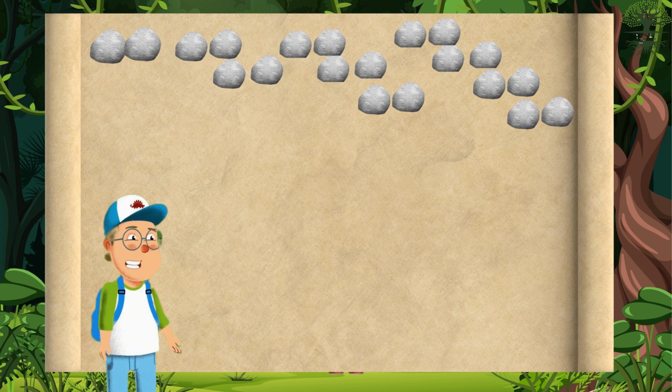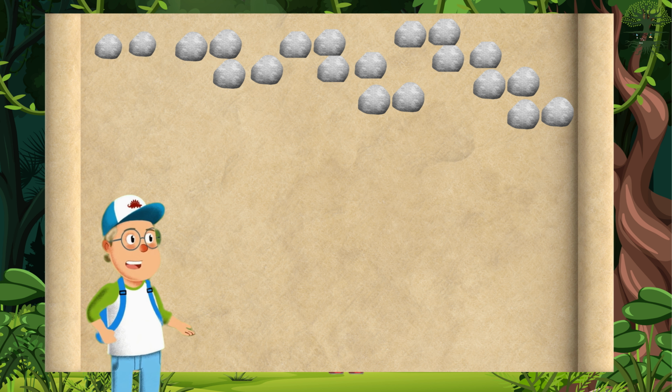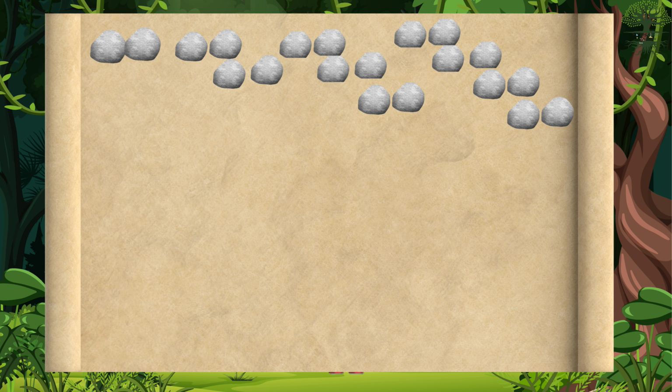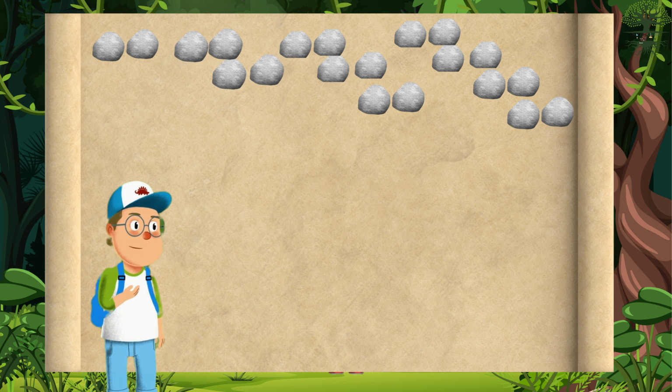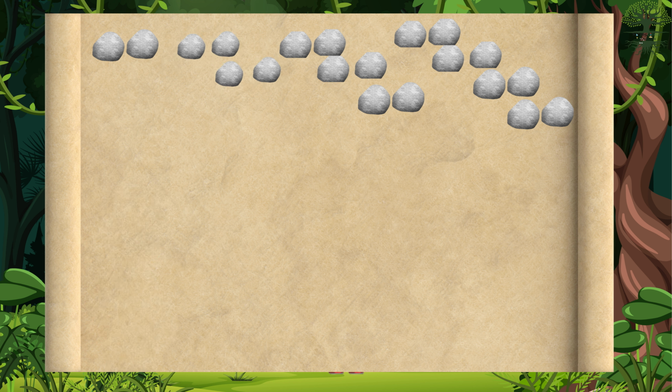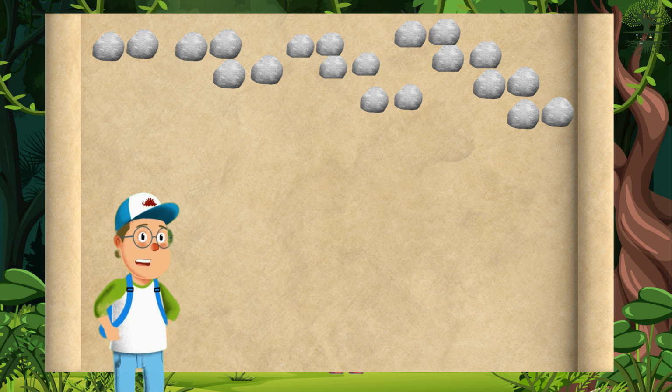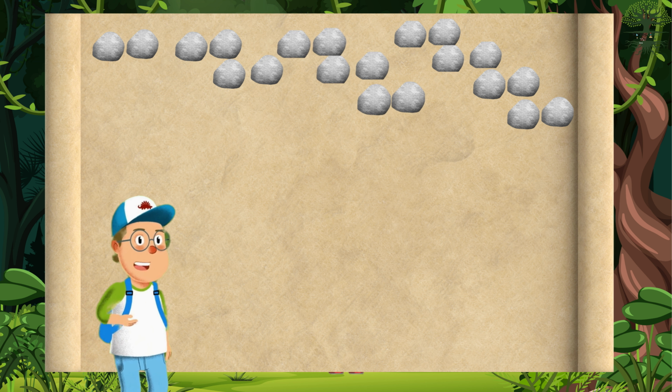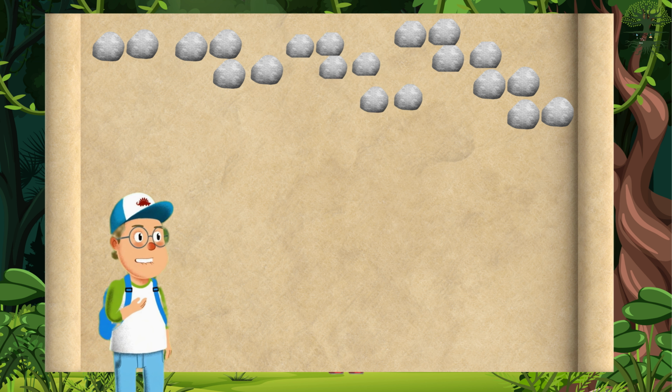Here's our starting point. The first row has 2 stones. Let's see what happens in the next row. Now we see 4 stones. Interesting. Can you guess the pattern yet? Let's take a closer look. With 6 stones in the third row, it's clear something consistent is happening. But what's the rule? Let's investigate further.